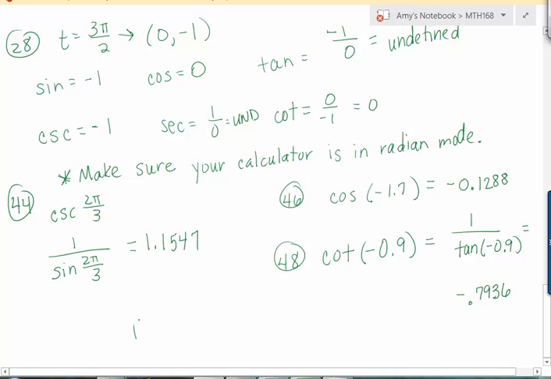If you want to do some practice problems in your textbook to help you, where you can actually check the answers in the back of the book, I would suggest looking at page 277, and you can do numbers 5 through 47 odd.